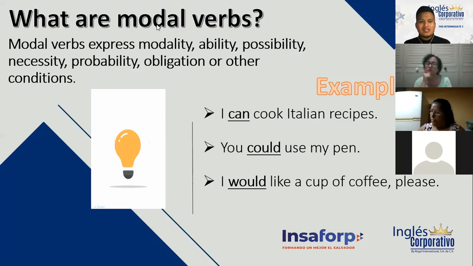So, in the second one, we have, you could use my pen. And the third one, I would like a cup of coffee, please. It's very important that since the beginning, you know the right pronunciation of these words, because most of the time we know the meaning of those words, but we don't know the right pronunciation of them. But we will learn it step by step today. So this is just general information for you to understand what the topic for today is. We are going to talk about the modal verbs we use in the English language.